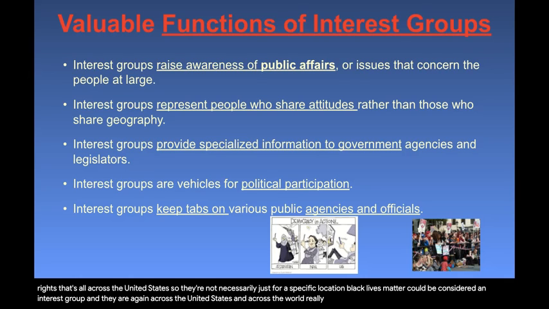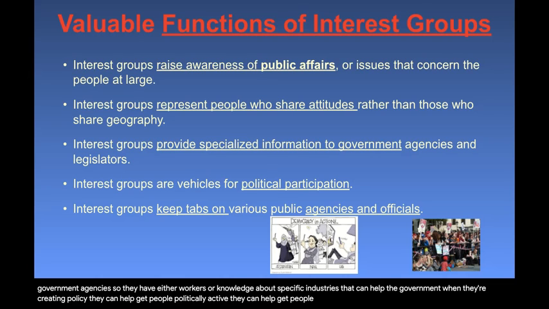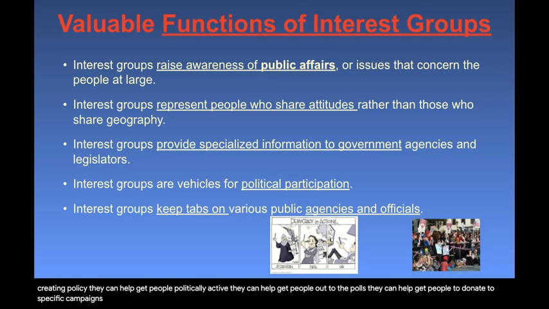Interest groups provide specialized information to government agencies, so they have either workers or knowledge about specific industries that can help the government when they're creating policy. They can help get people politically active. They can help get people out to the polls. They can help get people to donate to specific campaigns. And they can keep tabs on agencies and officials so they can make sure that people are following up on their campaign promises and making people aware when they're not.